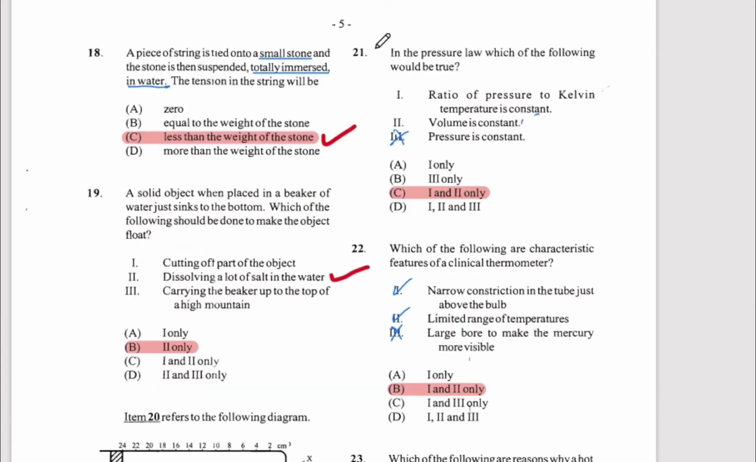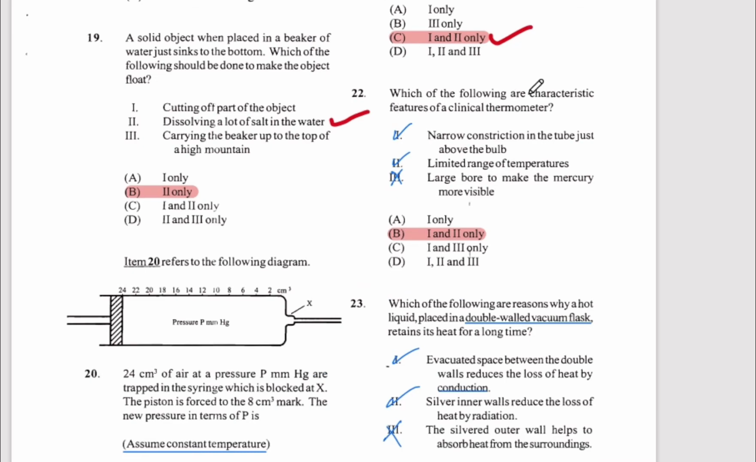Question 21 says, in the pressure law, which of the following would be true? And that's 1 and 2. So our answer is C. Question 22. Which of the following are characteristic features of a clinical thermometer? Narrow constriction in tube just above the elbow, limited range of temperatures. And that's B.